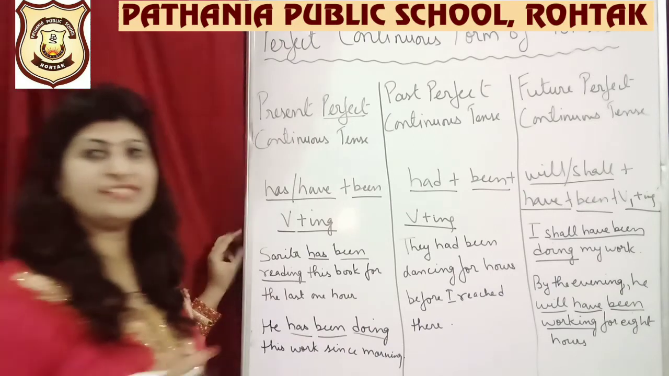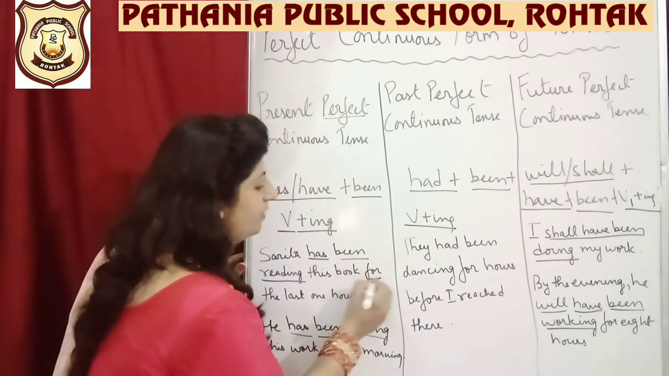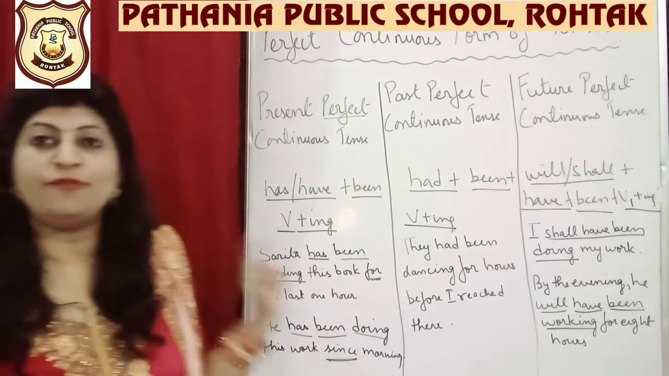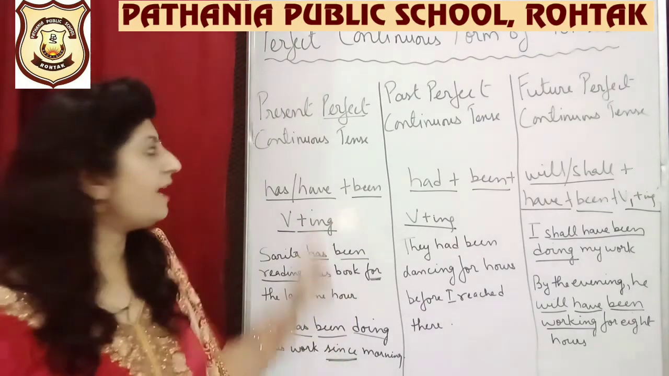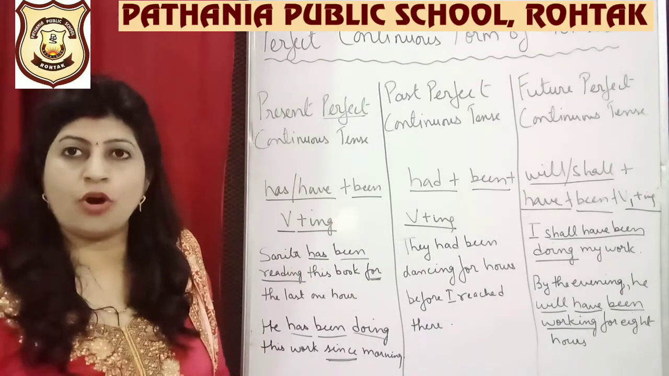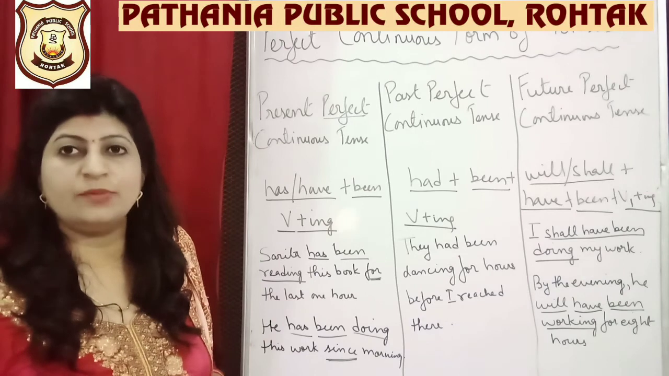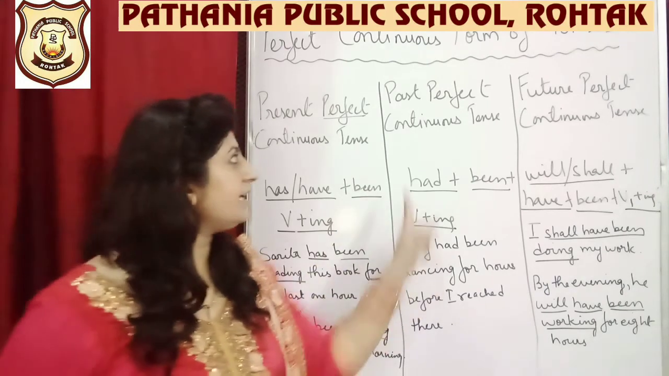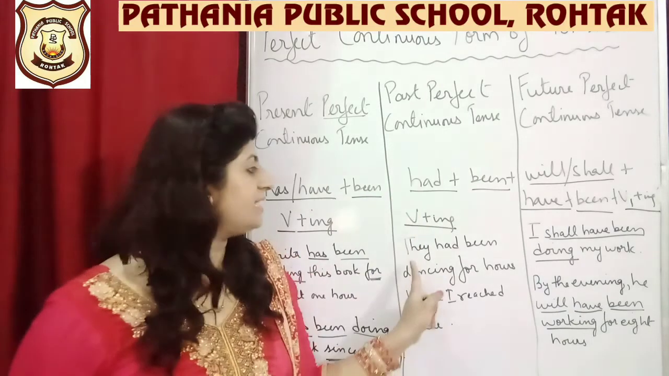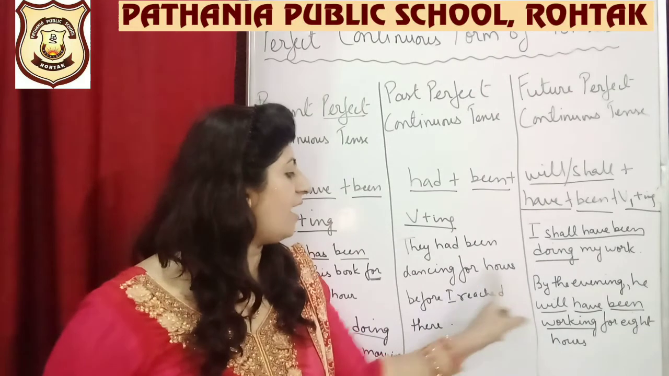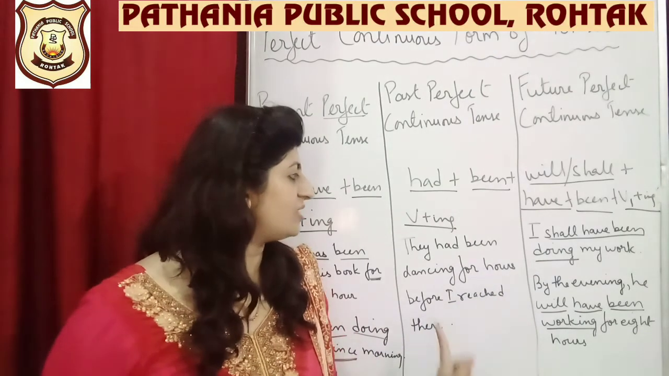Next, another thing you must have noticed, the usage of the words for and since. So words like for and since are used in your present perfect form of tenses when you are talking about these kinds of sentences. Next, in the past perfect continuous: they had been dancing for hours before I reached there.